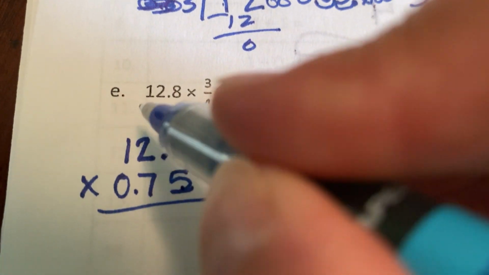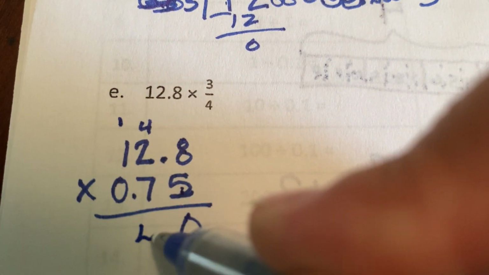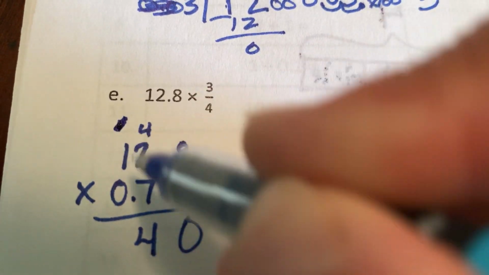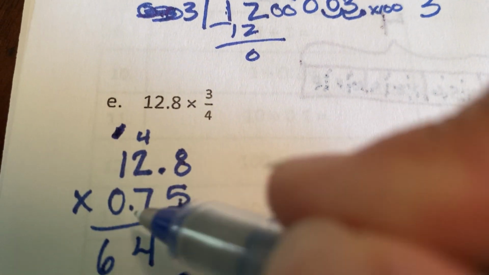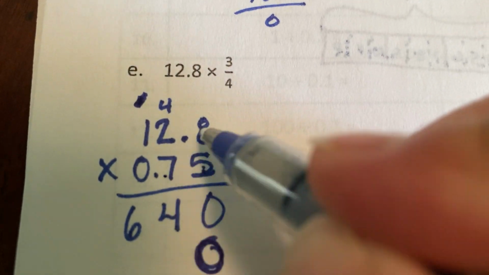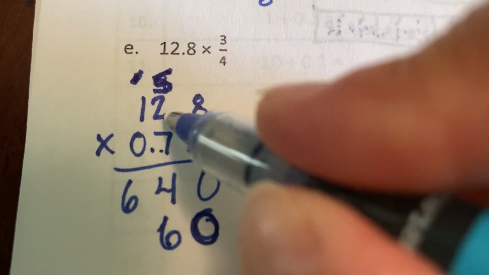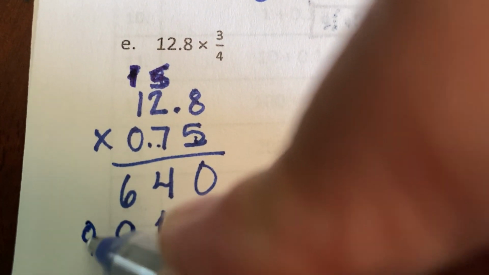We got 5 times 8, which is 40. 5 times 2 is 10, plus my 4, which makes 14. And 5 times 1 is 5, plus my 1, I've used it, so I should really cross that out, is 6. Now multiplying by 70, because we're ignoring the decimals right now, so we're just pretending it's 128 times 75. So don't forget to put that 0 in. 7 times 8 is 56. I'm going to go right over top of that 4 because we'd already used that. 7 times 2 is 14, plus my 5 is 19. And 7 times 1 plus my 1 is 8.